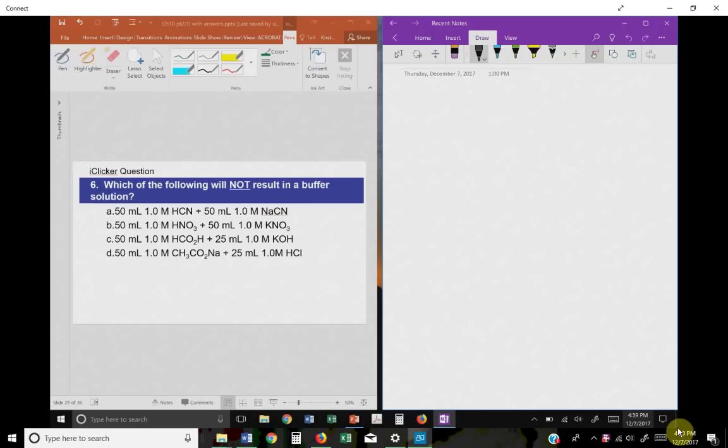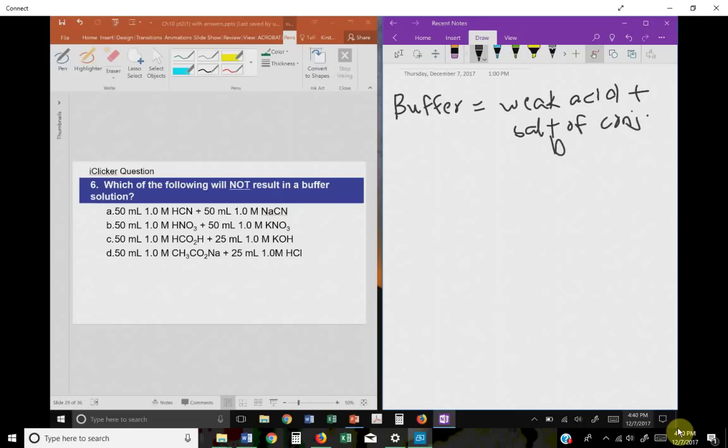So looking at this question again, looking at letter A, we know that this is a buffer. And why do we know this is a buffer? Because we know that a buffer is equal to a weak acid plus the salt of its conjugate base, or a weak base plus its conjugate acid.